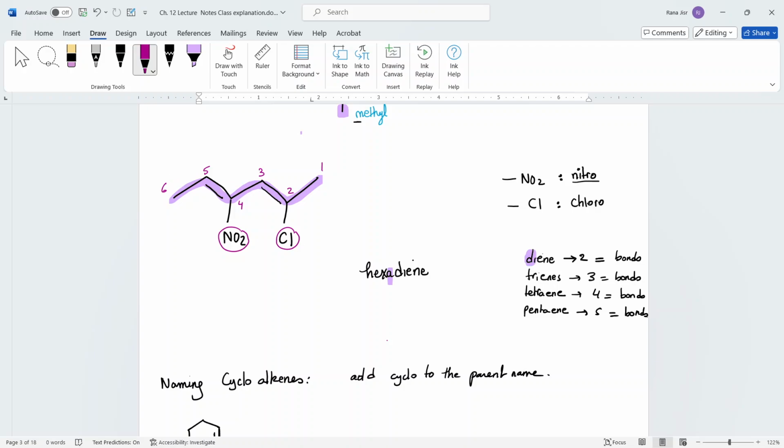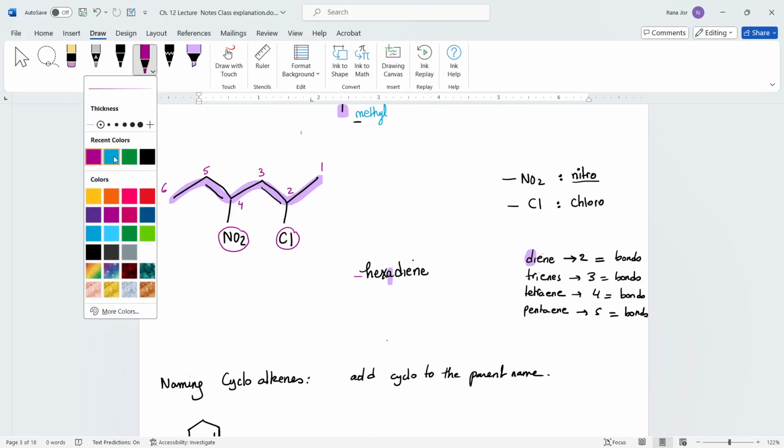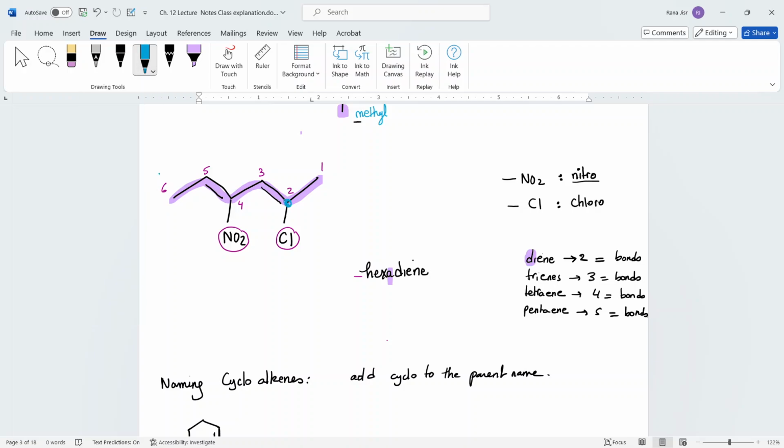And then the double bonds start on carbon 2 and on carbon 4. So that is going to be 2,4-hexadiene. I am done with the parent name. Now for the substituents, I arrange them in alphabetical order. So I have 2-chloro, 4-nitro, and then 2,4-hexadiene.